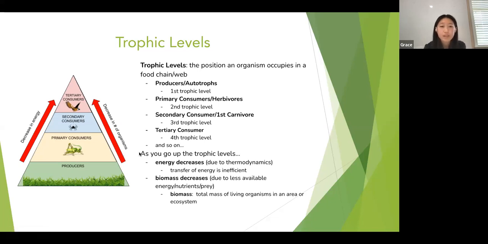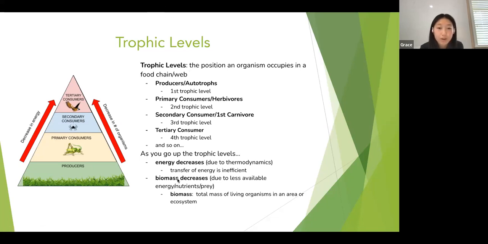So it just follows that pattern as the consumers go up. And something important to remember is that as you go up the trophic levels, the amount of energy is going to decrease because the transfer of energy is inefficient. So when you eat something, you're only getting part of the energy that it once had. And a lot of that energy is lost in heat, so you're not getting all of the energy. So that's why the amount of energy is going to decrease as you go up.